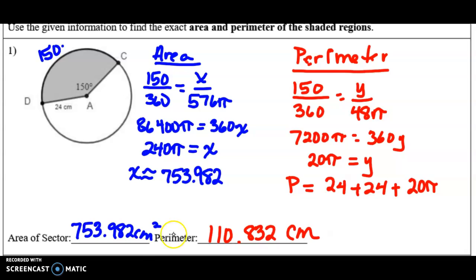Okay, so again, we found the area and we found the perimeter of the sector. To find the perimeter of the sector, you have to add the 2 radii and then the arc length. Okay?